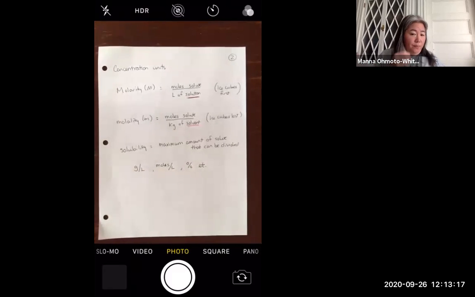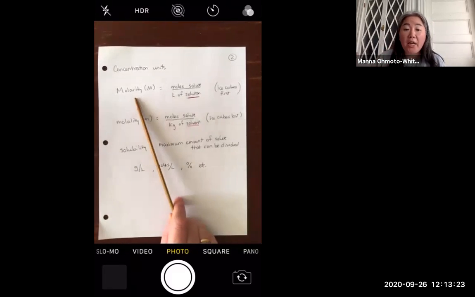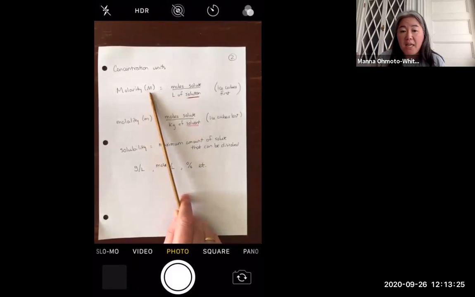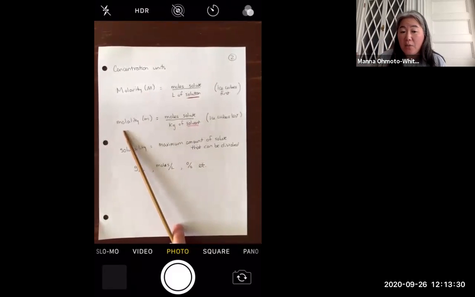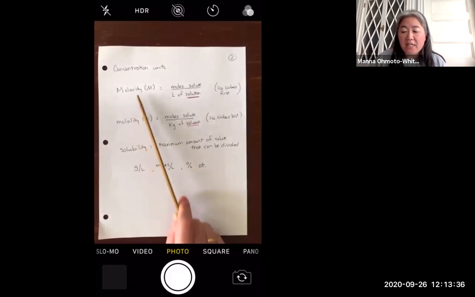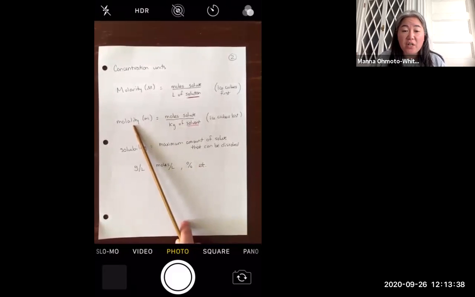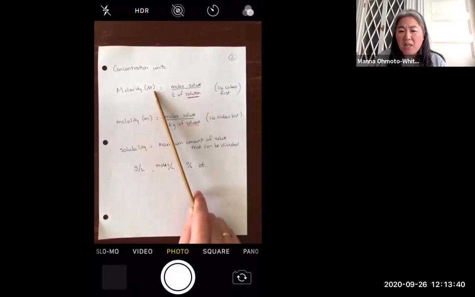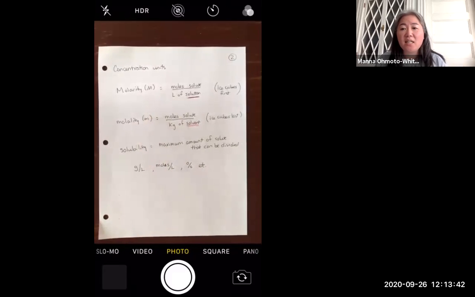Concentration units. There are two major concentration units that we use in this class. The first one is called molarity, and that has a big M. And the second one is molality with a little m, and sometimes that little m is italicized. I understand that molarity and molality are two very close terms, and big M and small m are also, but I didn't get to vote on it, so we just have to deal with it.